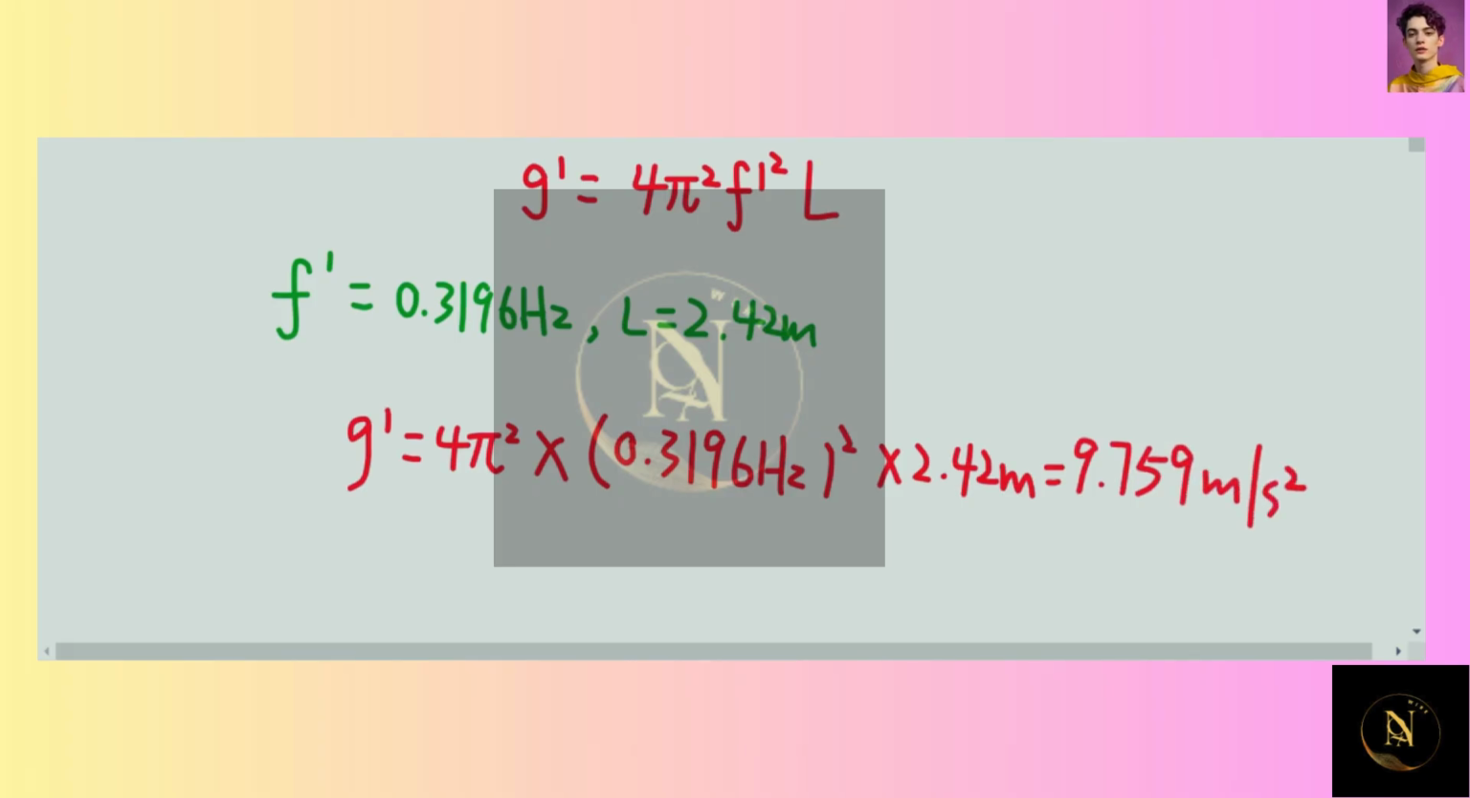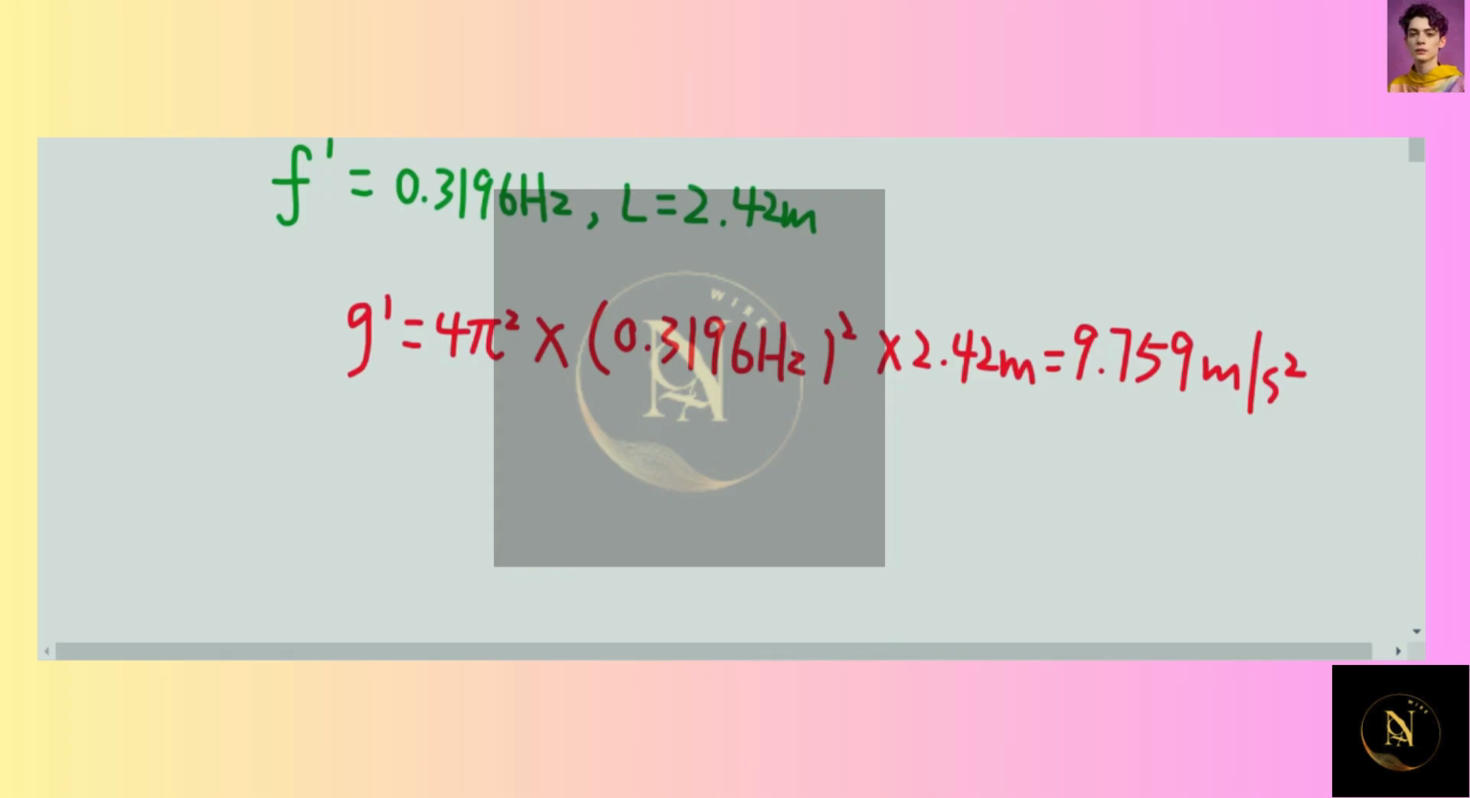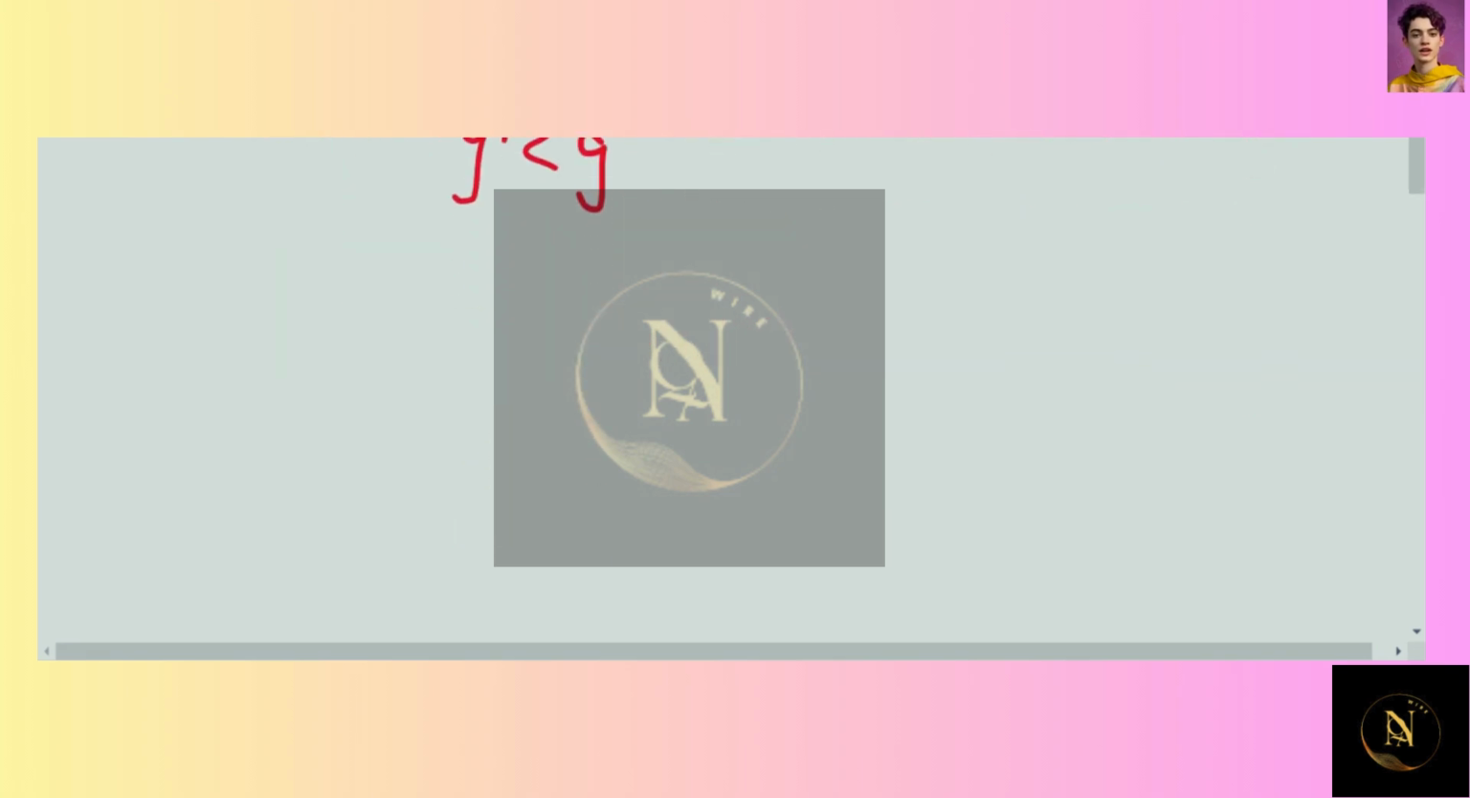Okay, so as you can tell, g prime is less than g, which means that the location should be somewhere above the sea level, okay, because it decreased. And this is the answer for this question.